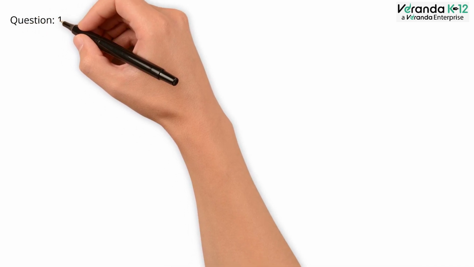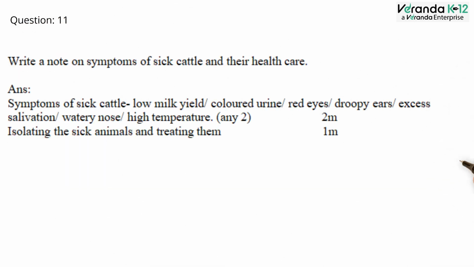Question number 11. Write a note on symptoms of sick cattle and their health care. The answer is, the symptoms of sick cattle include low milk yield, dark colored urine, red eyes, droopy ears, excess salivation, watery nose, or high temperature. And the treatment is to isolate the sick animal and treat them with the required medicines.